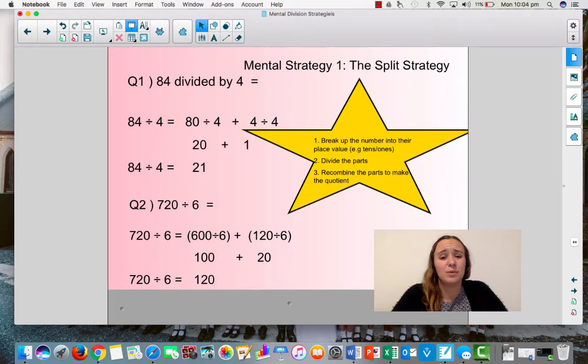Now you can see we've split these slightly differently. We haven't chosen to split them as 700, 20, because that gives us a greater ability to divide, because both the 6 here and the 12 here are factors of the number 6 that we're dividing by. So you could do it either way when you're looking at the split strategy.